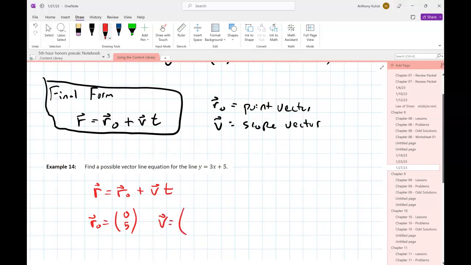V is the slope vector. What's the slope vector here? Or what's the slope for this line? 3, so my slope vector should be 1, 3.